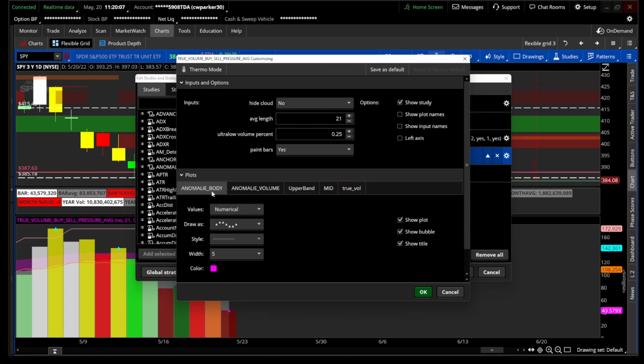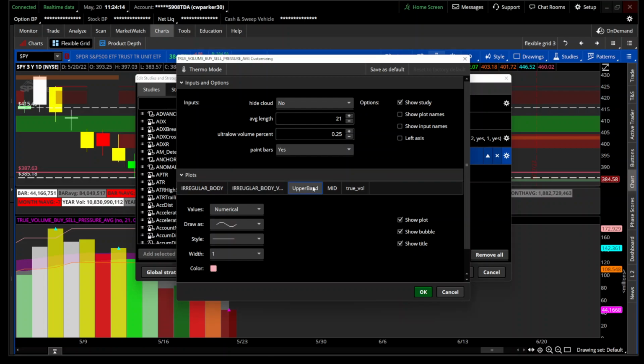You can come in, you can see your anomaly bodies. As you can see with your irregular body, and then you have your irregular body volume. With the irregular body, that's the one where the range is smaller. It's smaller than the preceding candle, and its volume is greater. While the irregular body volume, its range is actually greater while its volume is less. So that'll be your divergence there.